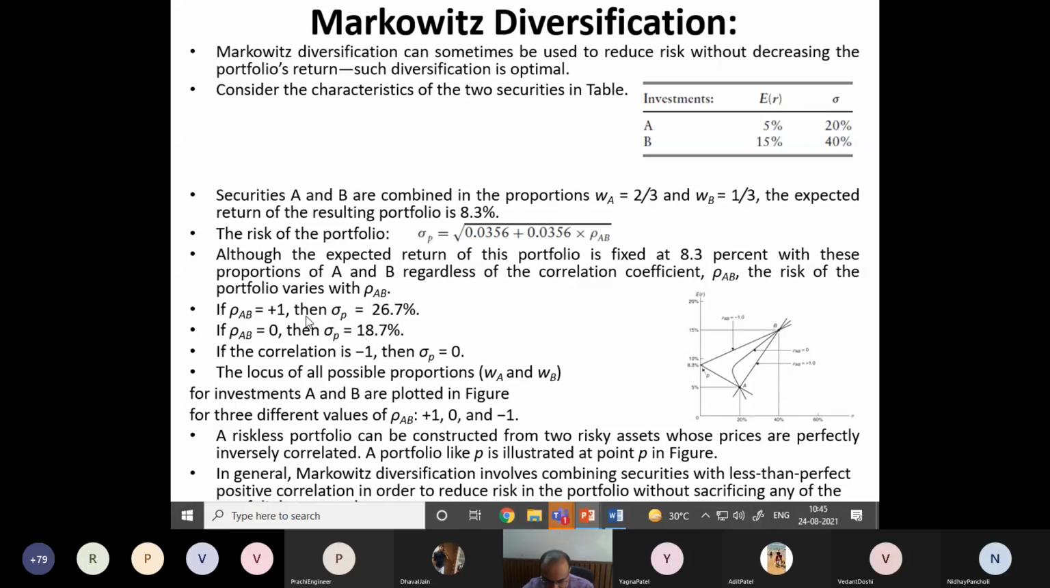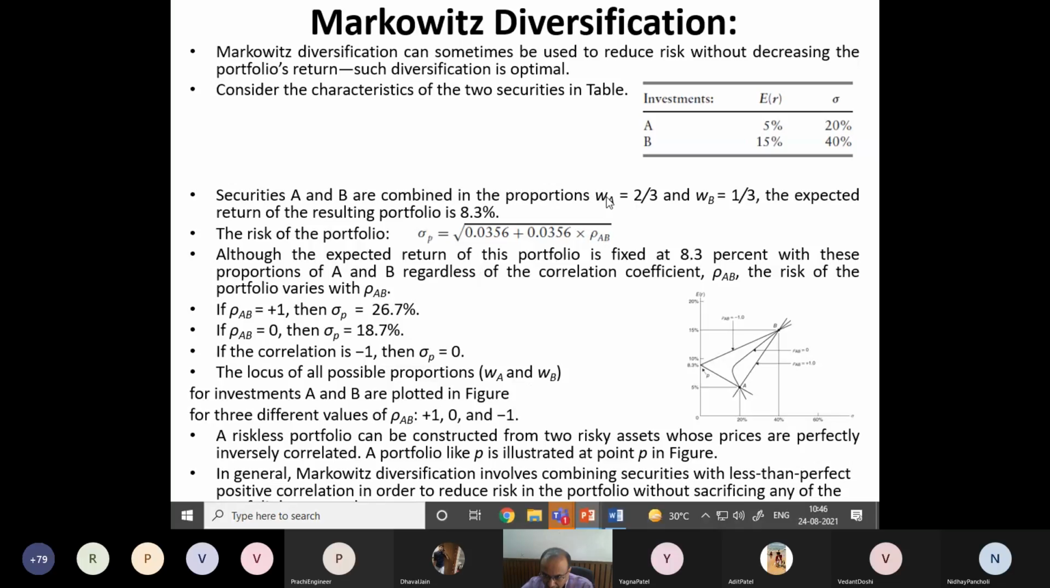Then with rho AB +1, it is 26.7%. The risk is 26, very high. So somewhere here, 26.7% and 8.3. This is my second point. And the last point is with rho AB 0, where it is 18.7%. Again, the return remains the same in all three cases, 8.3. It is not depending on rho AB. So it is 8.3 and 18.7, somewhere here. This is the third point. They all belong to different rho AB.